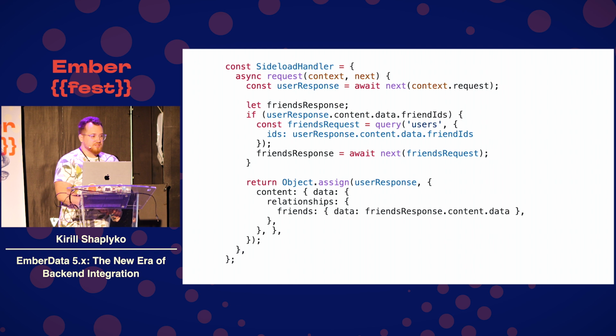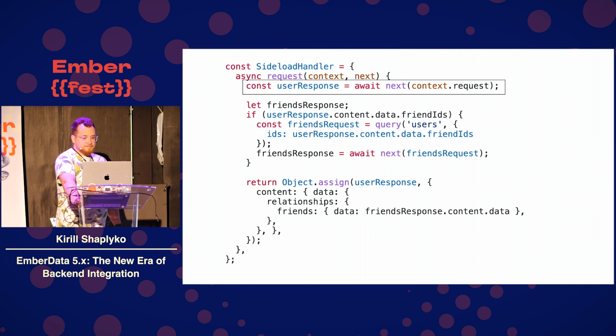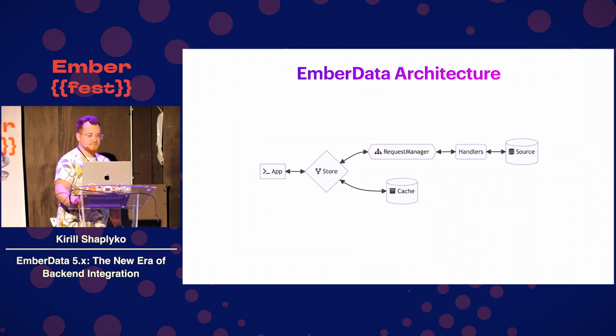So on the application level code, you still deal with just, okay, let's query for the user, and you pass in as an option, include the friends, but your backend doesn't support it, and you deal with it in the handler. Yes.